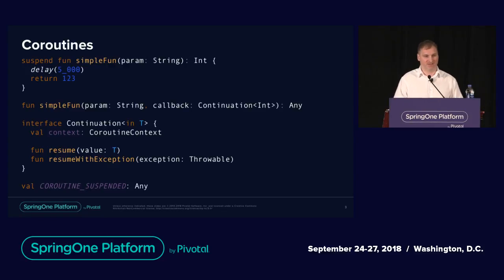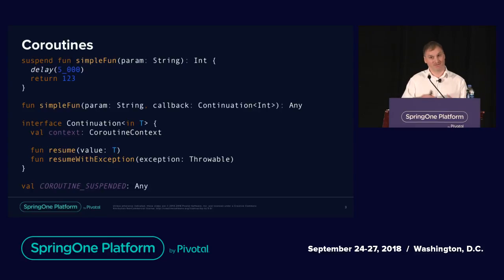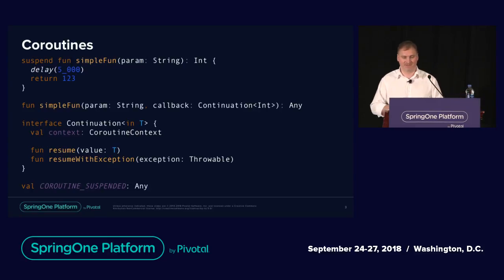So when I say that a function is suspended, it doesn't really mean that the thread that executes this function is blocked. It just means that the execution of this function is suspended, and once it resumes, it will start re-executing on a different or the same thread.